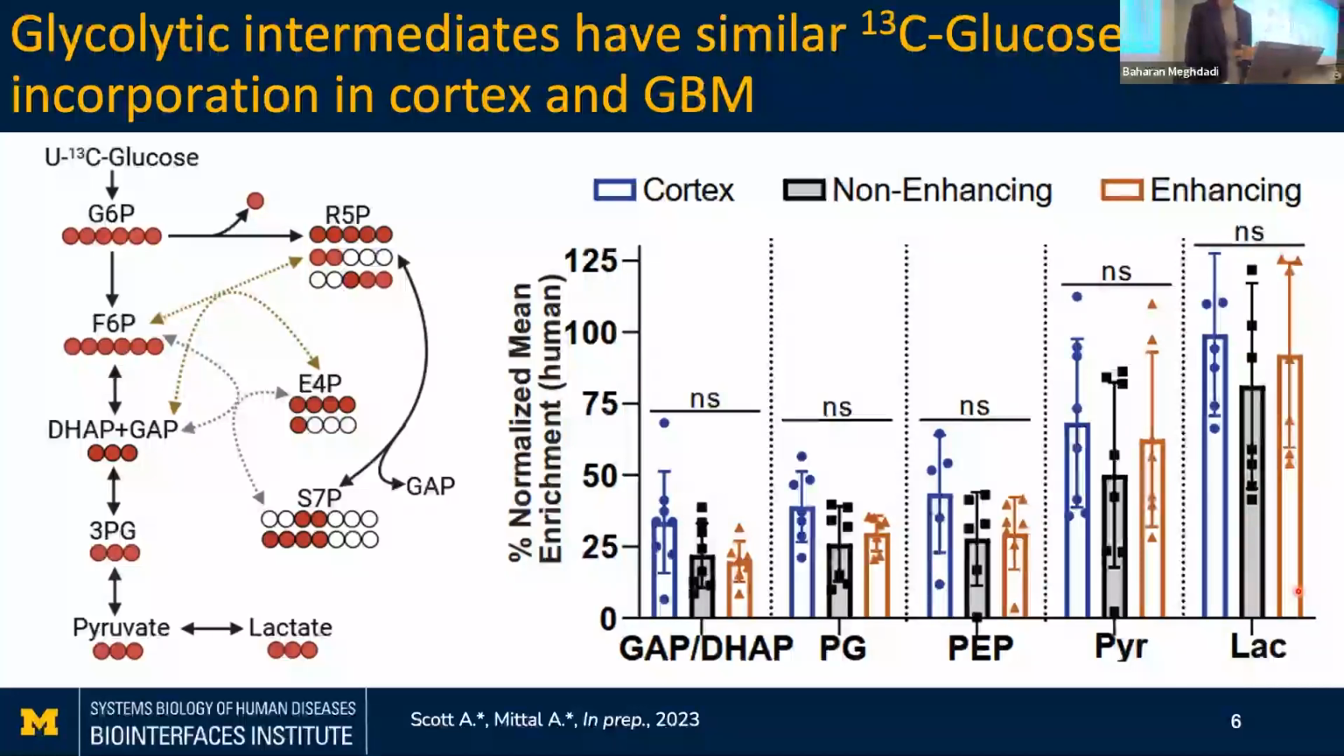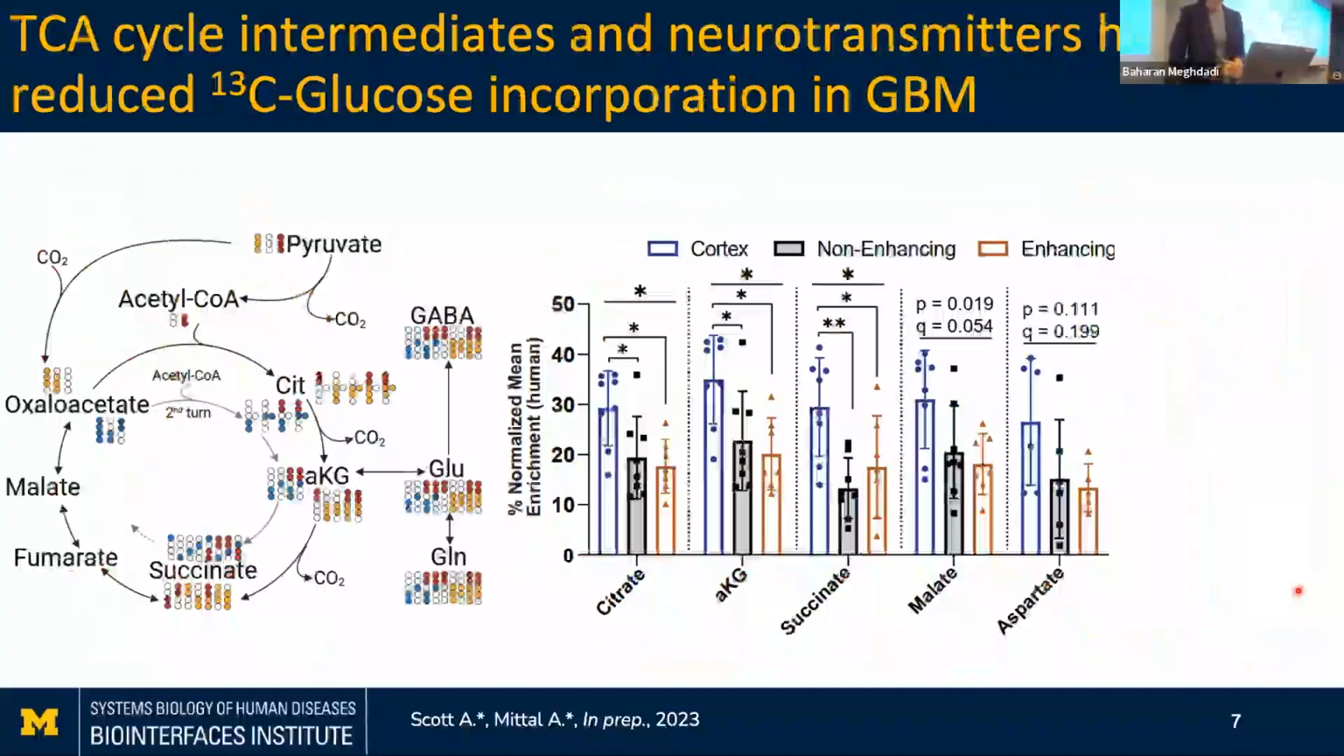With this, we can conclude that glycolysis is an important pathway in both GBM and cortex because we don't see any difference between the glycolytic intermediates and enrichments in these tissues. Then we looked at the TCA cycle intermediates, and this is important because the TCA cycle is a hub that allows for both the oxidation of glucose-derived carbons and their conversion into other molecules such as neurotransmitters and amino acids.